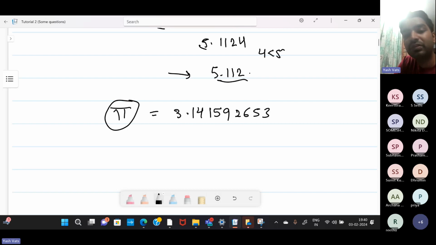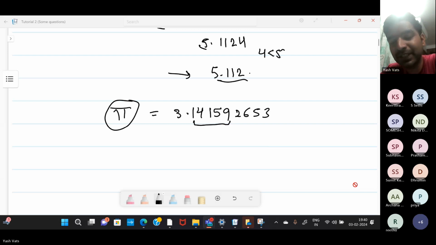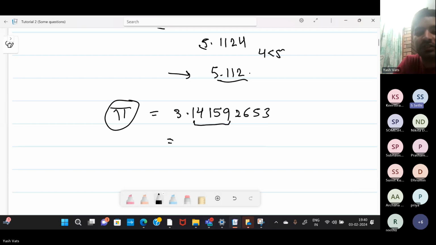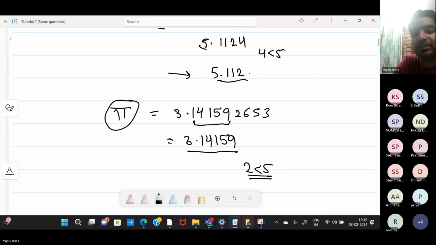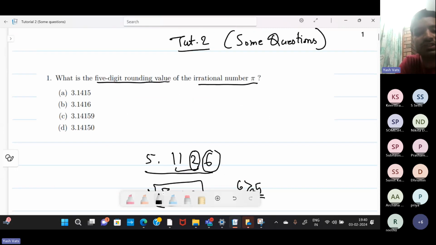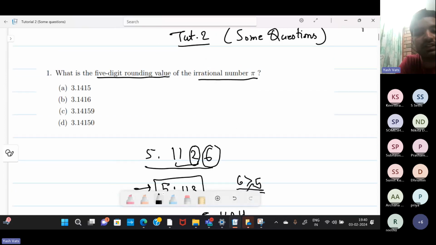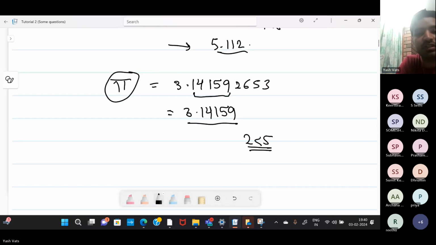So we have to retain the first 5 digits after the decimal, right? So what should be the rounding value? Anybody? It's easy. Option C, 3.14159, because 2 is less than 5. So it's a very easy answer: 3.14159. It should be like this one.